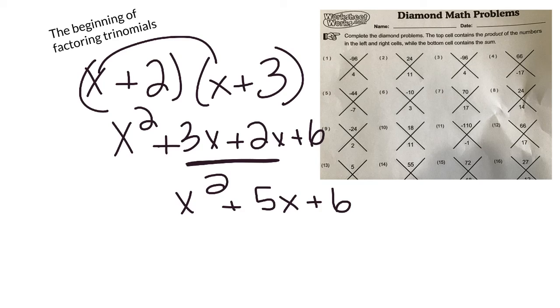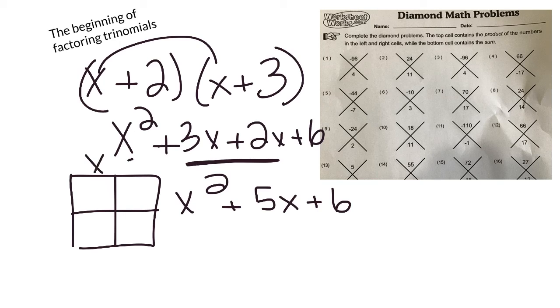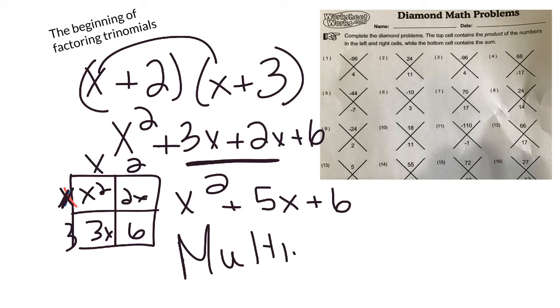We did FOIL, or we did the box method where we had the boxes set up and you had x plus 2 and x plus 3, and you would get x squared, and you got your 2x and 3x and 6, right? So this was called multiplying. The opposite of multiplying is factoring.